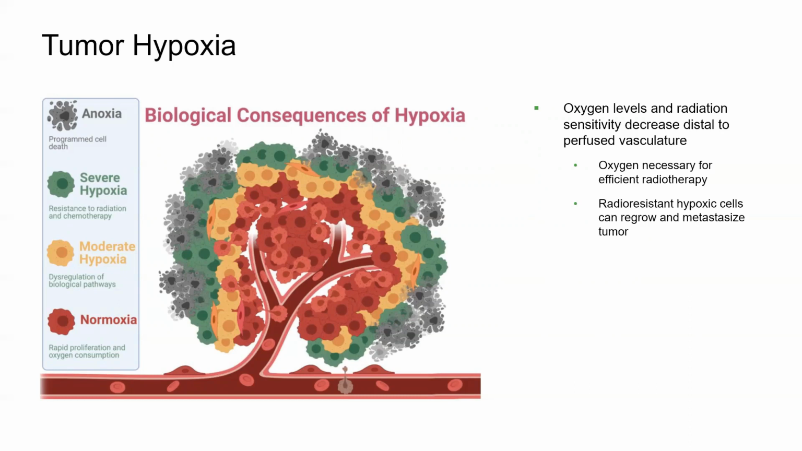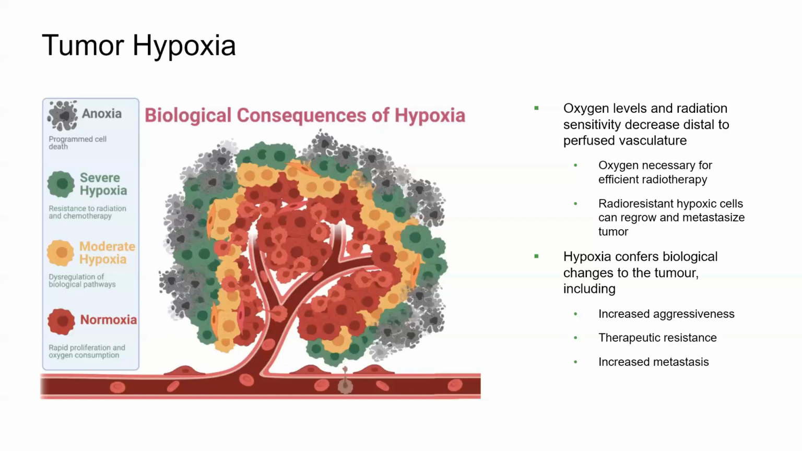So one of the main reasons of a biological importance to oxygen is the fact that it's needed for effective radiation therapy. If you have hypoxia, well, you have cells that are now resistant to radiotherapy, as well as several chemotherapeutics that target aspects associated with hypoxia, such as cell proliferation, which is negatively correlated. So in a nutshell, hypoxia confers biological changes to the tumor, such as increased aggressiveness, therapeutic resistance, and increased metastasis.